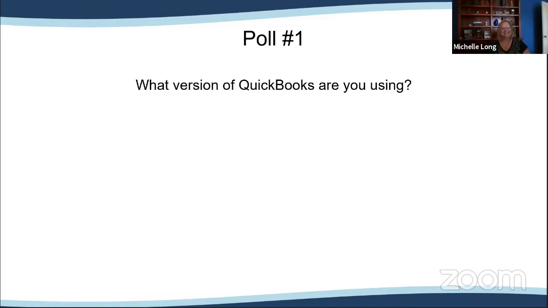Exactly. So let me go ahead and end the poll here and share the results. It looks like about half of who we have here today is using both, so this will definitely work for both QuickBooks Online and Desktop, with a little bit split between the two. Wonderful. Michelle, let's kick us off with your favorite.